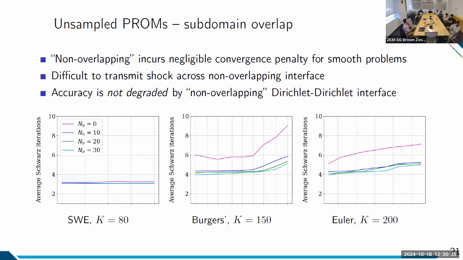But as you move to these shocked problems, such as Burgers and Euler, what you'll see is that these non-overlapping solutions require many more Schwarz iterations to achieve convergence. But in general, you're not degrading the accuracy, even in these non-overlapping Dirichlet interfaces, which goes counter to the traditional Schwarz literature, but was a nice finding for us, at least for finite volume methods.